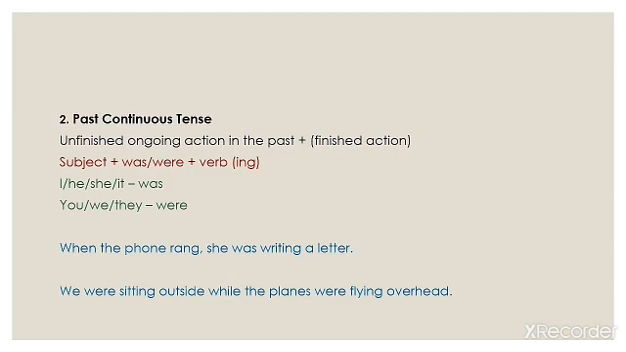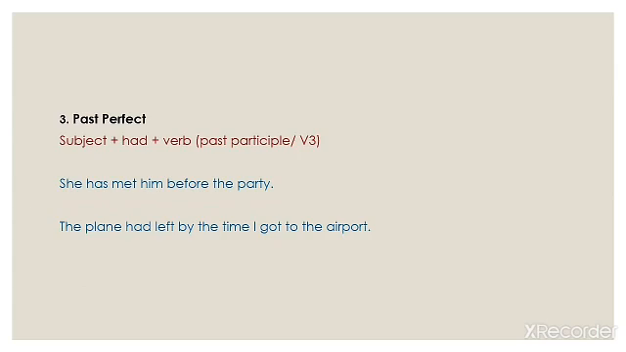Next is past perfect. The rule for past perfect is subject plus had plus verb, and we use third form of the verb. For example, she has met him before the party. The plane had left by the time I got to the airport.